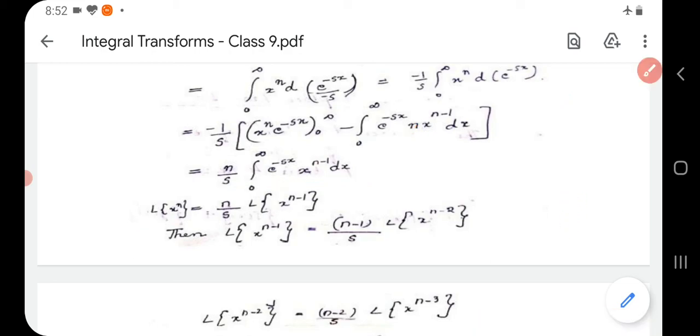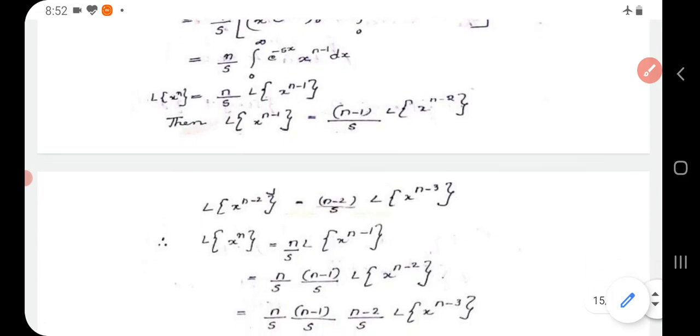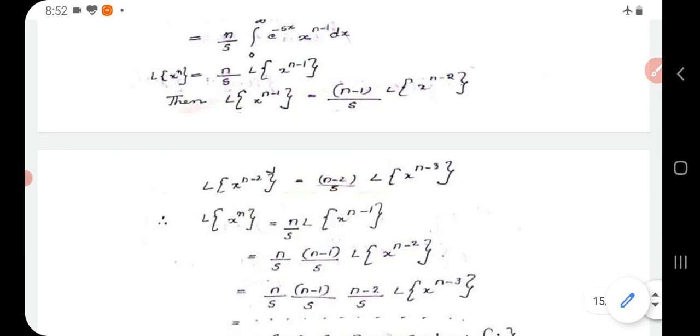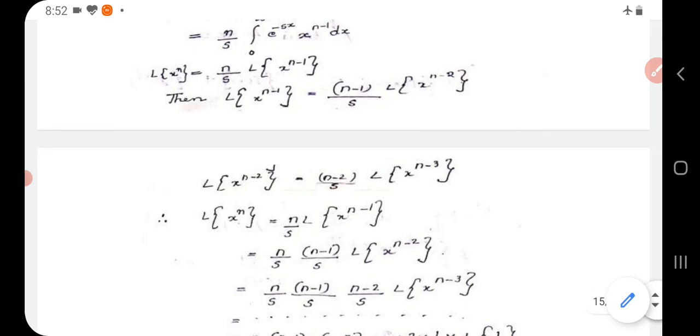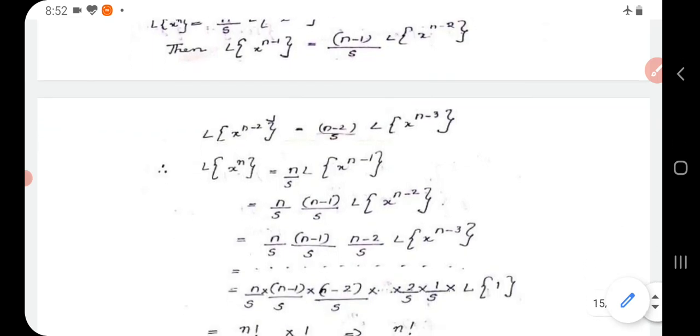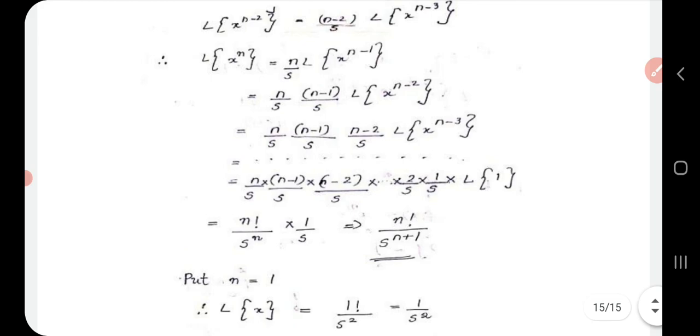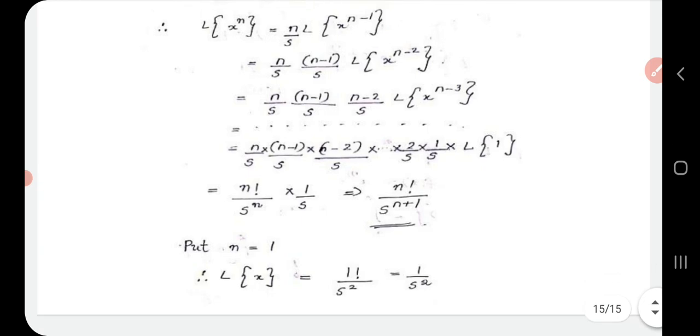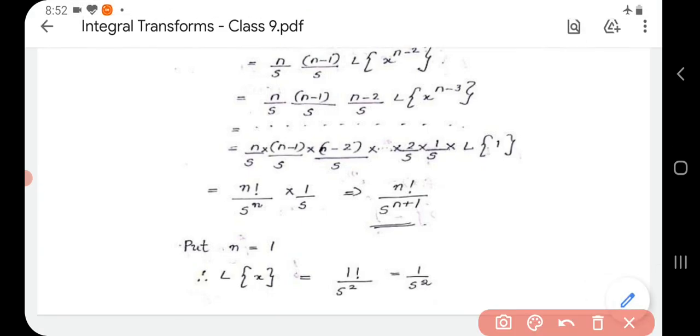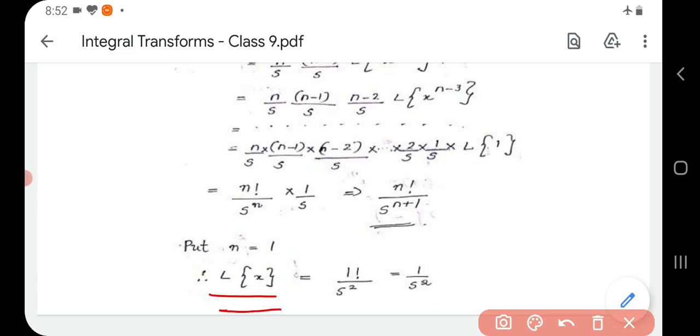Now similarly for each term we can find, that is Laplace transform of x raised to n minus 1 will be n minus 1 by s into Laplace transform of x raised to n minus 2. Then Laplace transform of x raised to n minus 2 will be n minus 2 by s into Laplace transform of x raised to n minus 3. Similarly that goes on, and it will be like a progression. Finally the Laplace transform of x raised to n will be equal to n factorial by s raised to n plus 1.